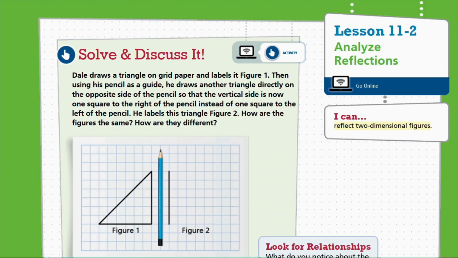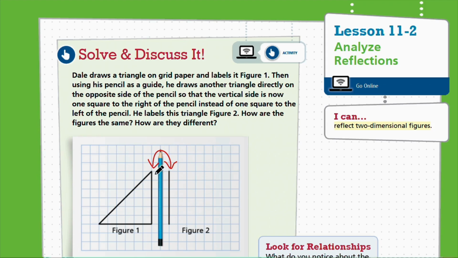How are they different? So, if you look at this pencil, it's right in the middle of figure 1 and 2, and figure 2 is not drawn yet, right? We want to look at this triangle in figure 1 and then map it to figure 2. And it's supposed to be a reflection. So it's directly on the opposite side of the pencil. So all these points are going to be the same distance away from the pencil, right?